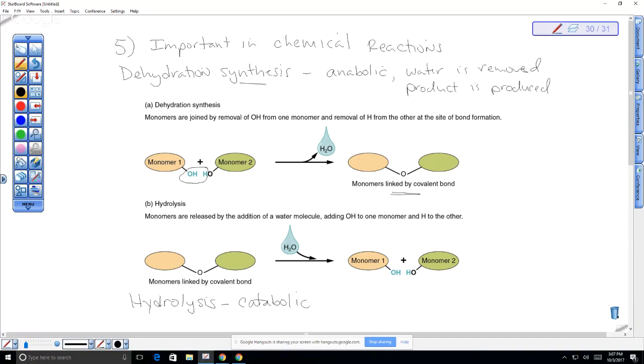And water can be an important molecule, the source, right, to add to the reactants, right, the products. This would be the reactant. This would be the two products. Okay. So this means that water is used to break apart a molecule.